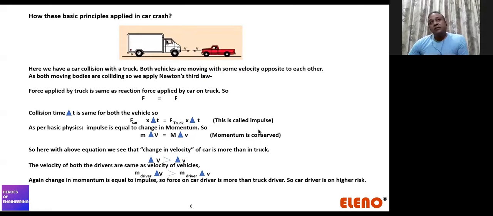As of now, there is no basic NCAP made for analysis or making the truck safer, because the wheels are already so big and the mass is so big, so the change in momentum will be less. The change in velocity will be less, and the driver is also sitting on a very high side. So when it hits any car or small object, the truck driver is much less injured compared to the car. So all the NCAP assessments and regulations are for passenger vehicles, not for commercial vehicles.